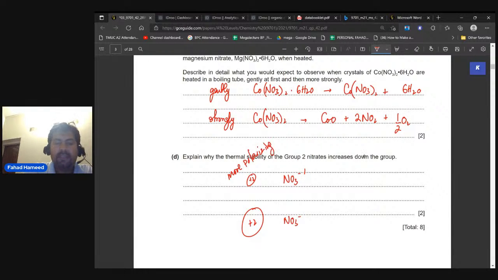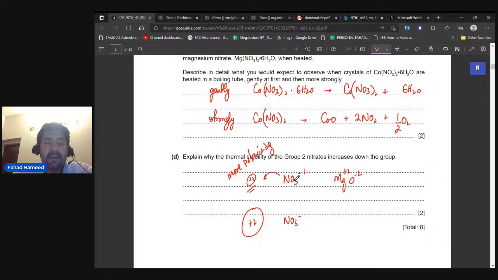So what it does is the plus 2, smaller ions have more charge density. Since it's got more charge density, remember a charge that's concentrated over a very small ion is really, really strong. So it's going to attract the oxygen very strongly to it. Let's say that's magnesium. Magnesium has a very strong plus 2 charge, so it's going to pull the oxygen.